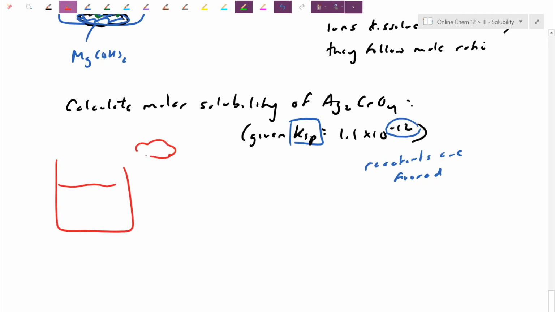So I'm going to start off with, in this case here, Ag2CrO4. It was just solid here. You start tossing it in. It doesn't take much of it, and it's already solidified out. We're going to put the solid on the left side.